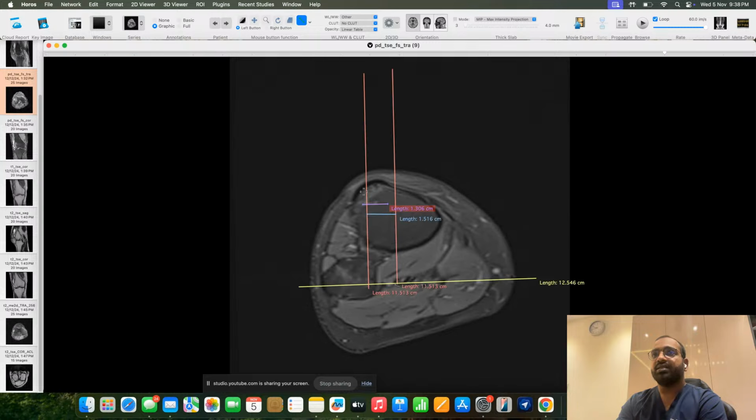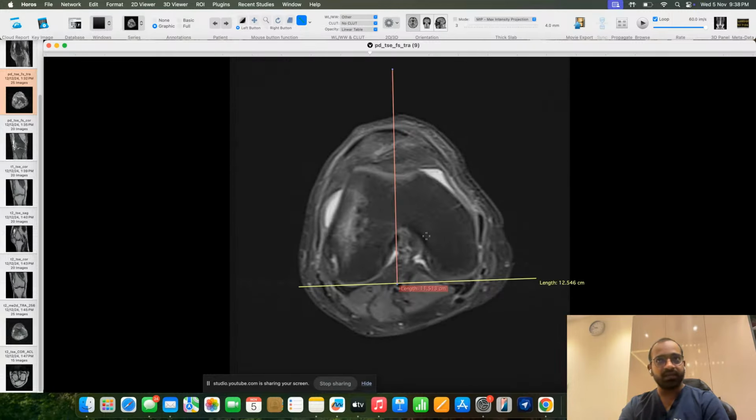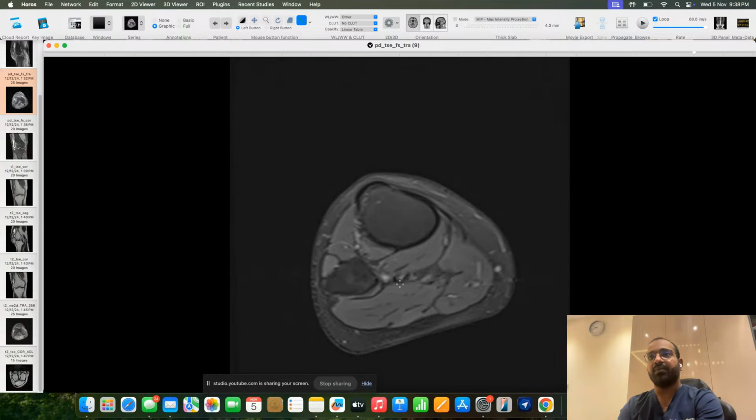And the TT-TG distance, as we measured initially, is borderline in this case. So how to measure the TT-TG distance? Shall I show you again? I'll show you again. I'll delete all these things and redo it.